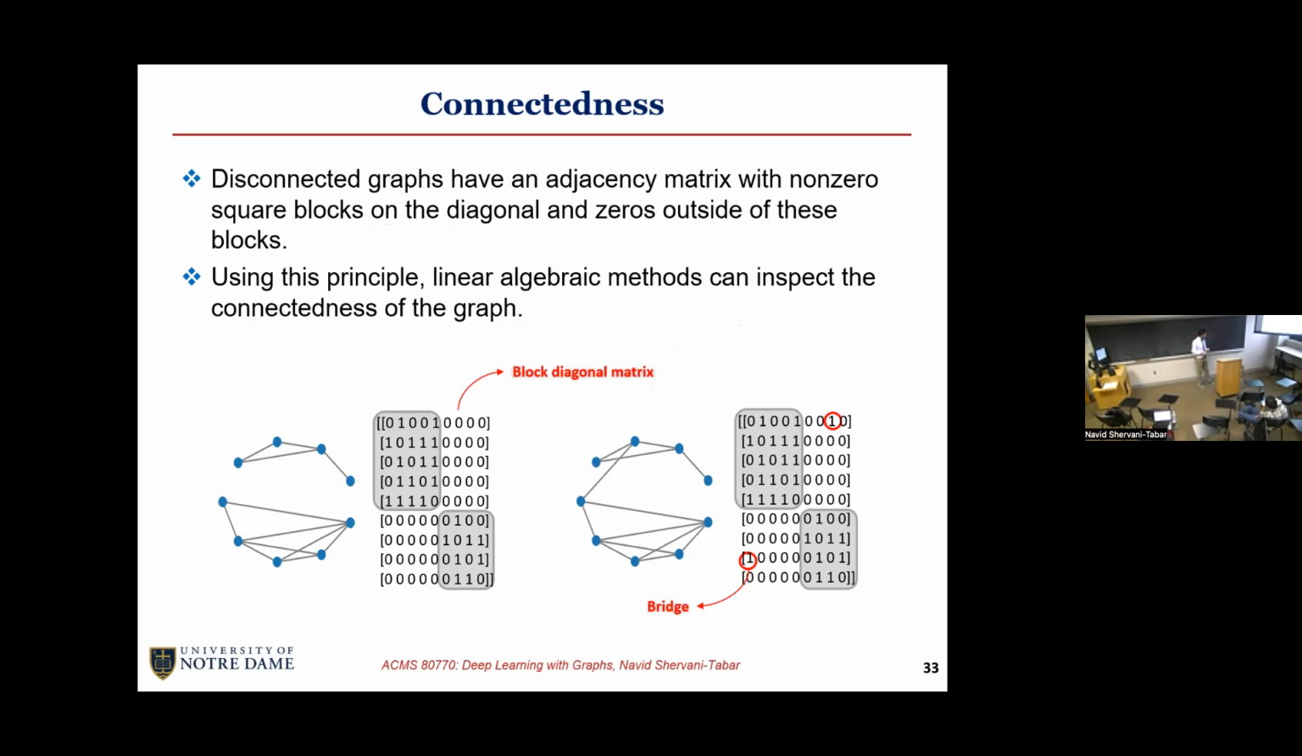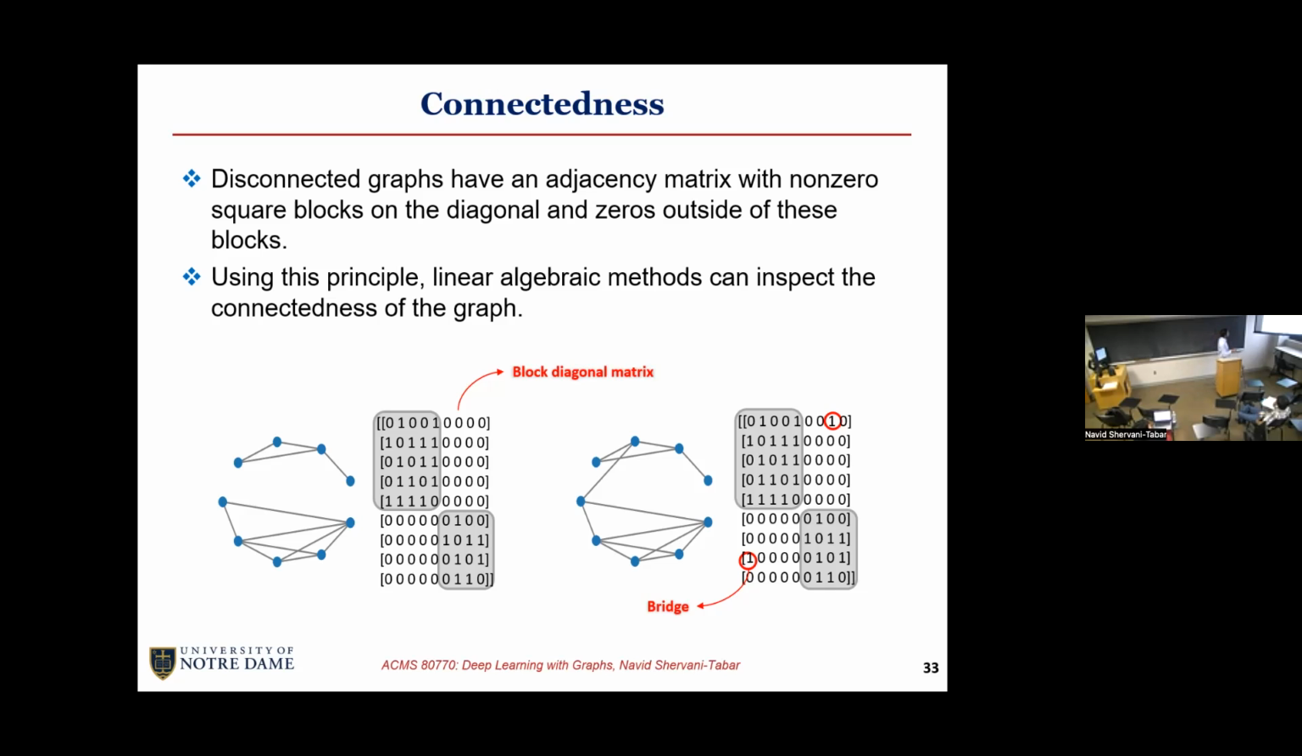Now, an interesting property of connectedness is that if you have two different components, you can order your adjacency matrix into block diagonal form. So here we can write our adjacency matrix in this form, where we have blocks of 1s and 0s on the diagonal, and everything else outside of that is 0. And each of these represents one of the components of this graph.